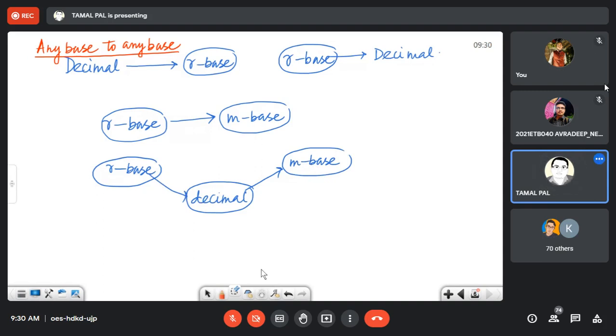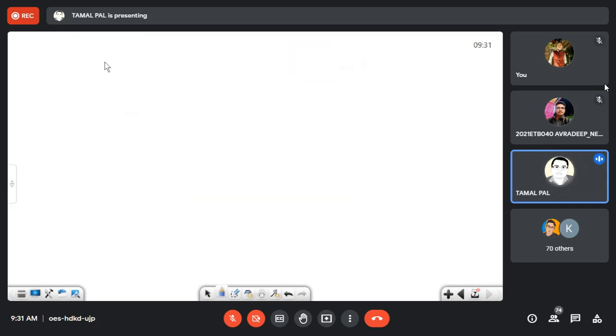Actually, I have skipped one very important thing: if your number is an integer, then it is okay. But if your number is not an integer, if it is a fraction, if your number is like 41.6875, then how can you do this? How can you convert it into binary, and how can you convert it back into decimal?